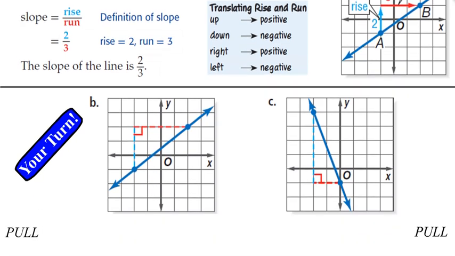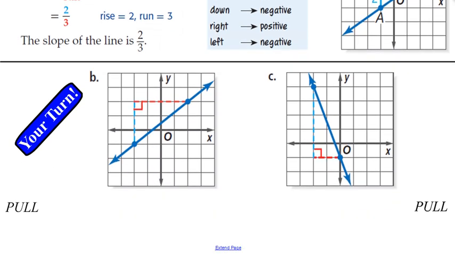Here are a couple of graphs for you to try. Go ahead and try to figure out the slope of these lines, and I'll give you the answers when you come back. All right. On the left-hand side, it looks like we're going up 1, 2, 3, and to the right 1, 2, 3, 4. So both positive directions, so our slope is 3/4.